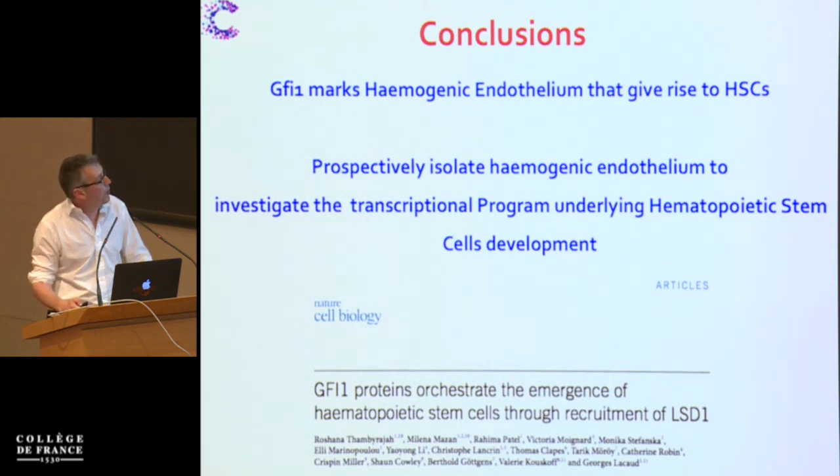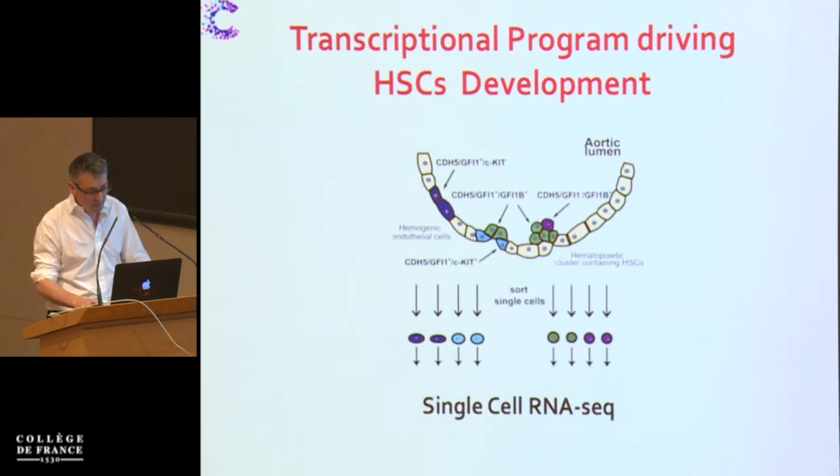So really where this leads us is that now we can prospectively, for the first time, isolate hemogenic endothelium and study the transcriptional program which leads to the development of hematopoietic stem cells. And this is what we've done and are still doing, getting this population and doing single-cell RNA-seq. We did this in collaboration with Catherine Robin and Van Wijngaarden at the Utrecht Institute, but more recently we've done it in our own lab.